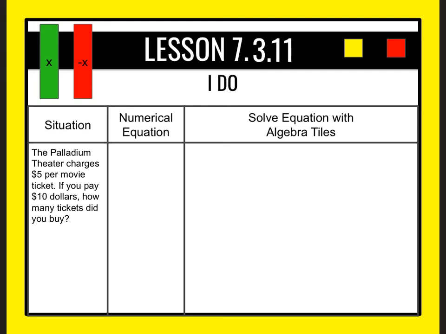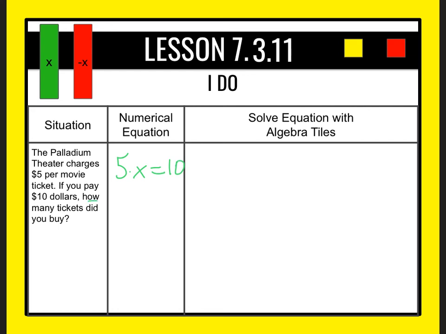So remember, yesterday what we did is we set up the expression, just what we actually had to do when we read the following problem. So here the Palladium Theater is charging $5 for every single movie ticket. So $5 for every movie ticket. That would be 5 times x, right? Based on the number of tickets that we buy. So let's say you buy a total of $10 worth. So you paid $10 at the movies.